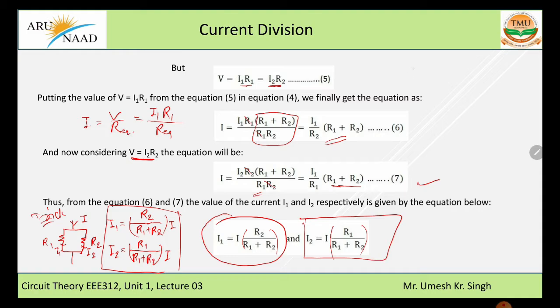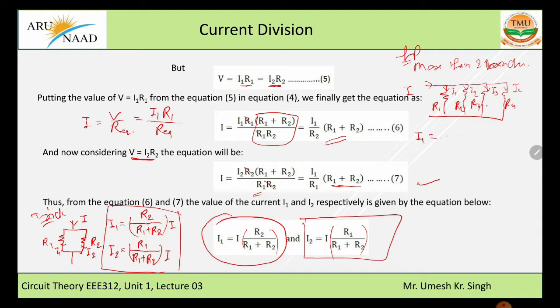If you have more than two branches, this is very important. If we have a number of branches, I am considering 4 branches, with currents I1, I2, I3 and I4, resistances R1, R2, R3 and R4, and total current I. We have to find the currents I1, I2 and so on. I am writing for all.